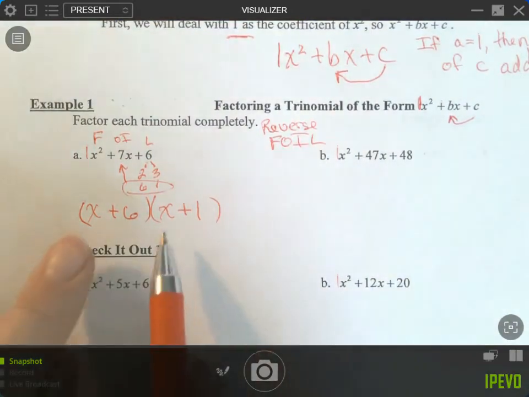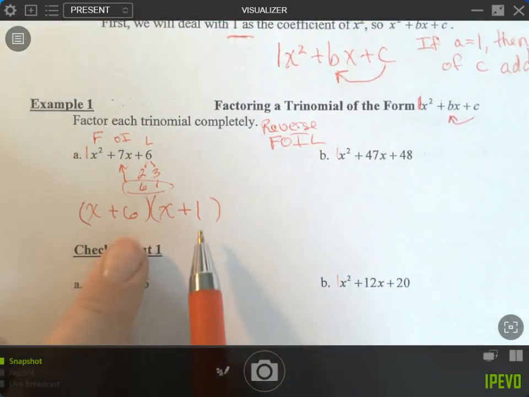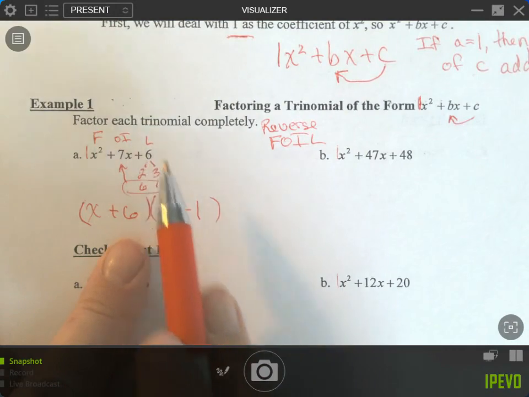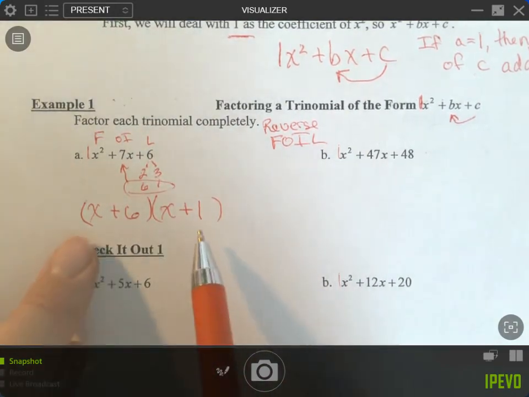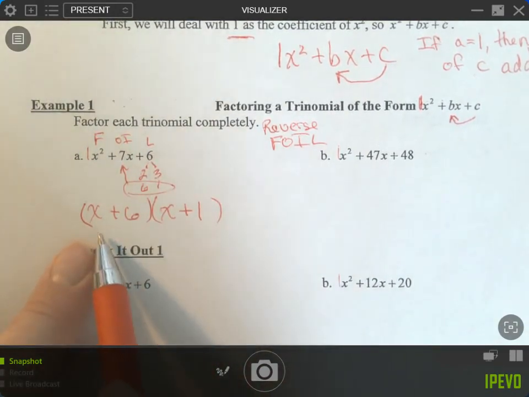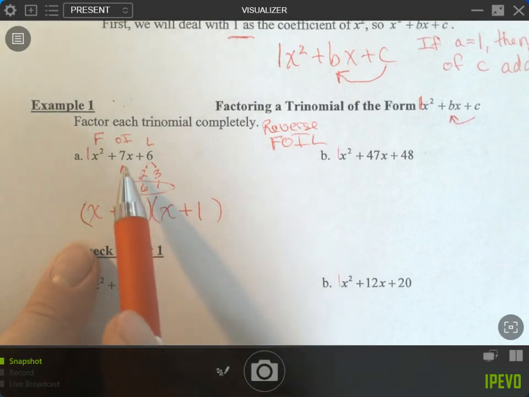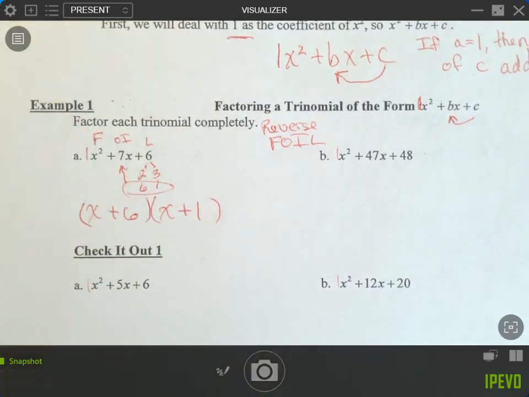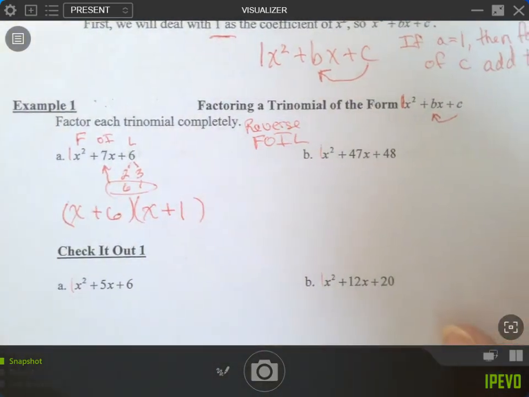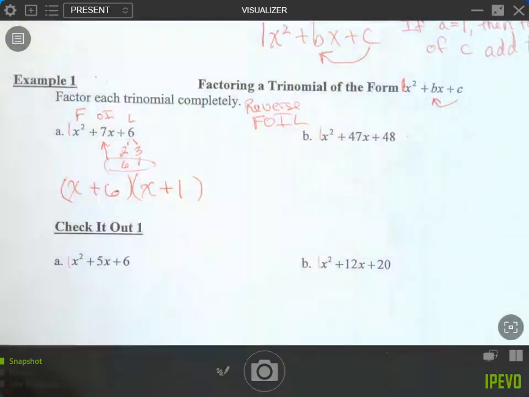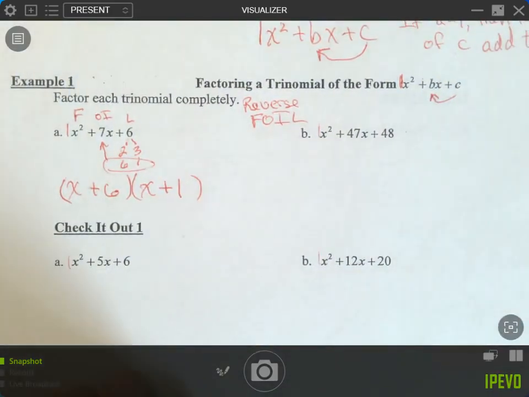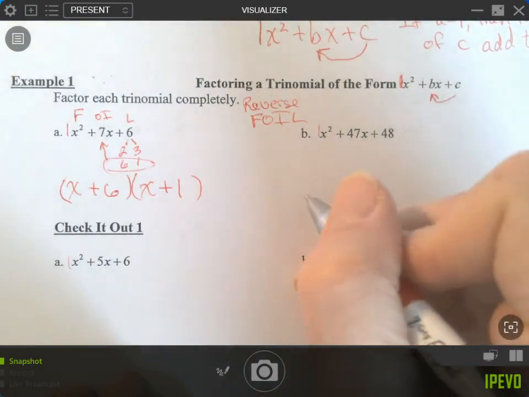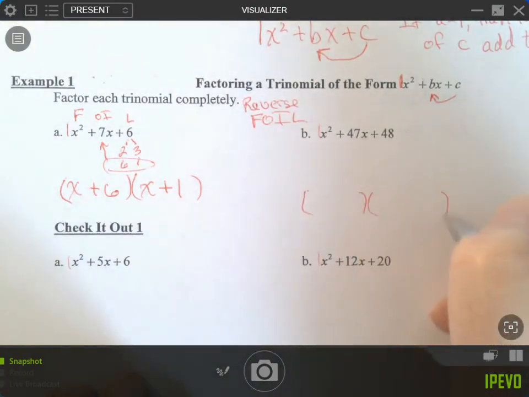If we check it, x times x is x squared. 6 times 1 is 6. First and last are set. Look at the outside. Do you see the outside's 1x and 6x, which adds up to 7? Then if you have, like, say this was x squared plus negative. Looking at this one, I'm going to drop my 2 sets of parentheses.